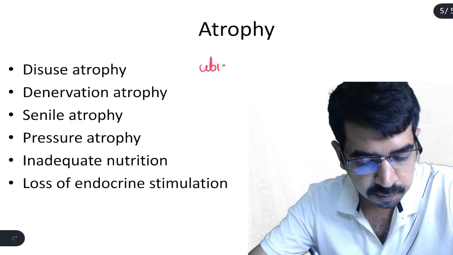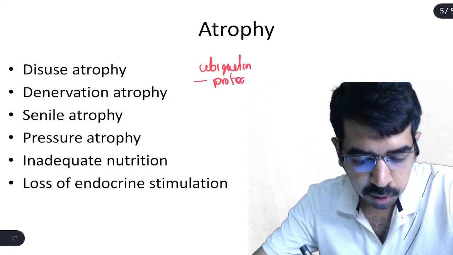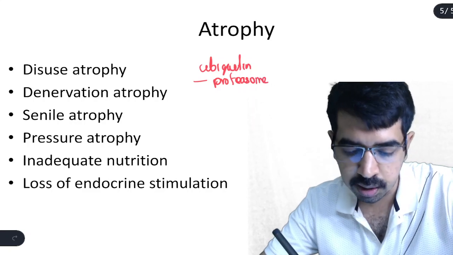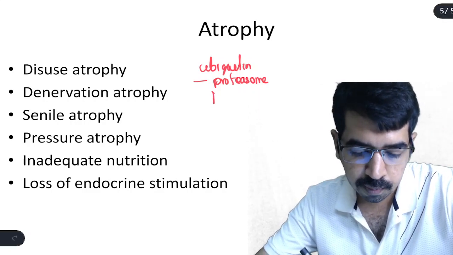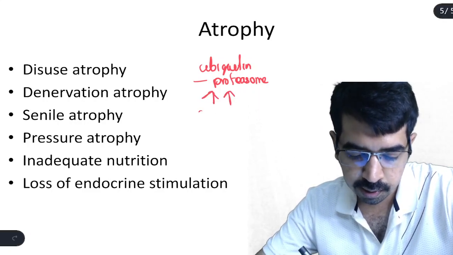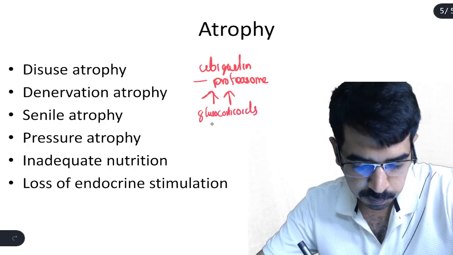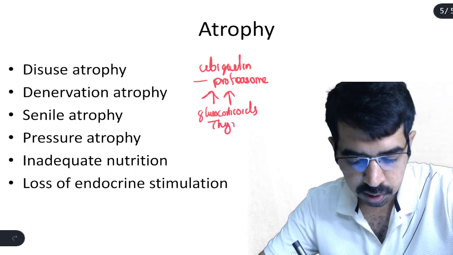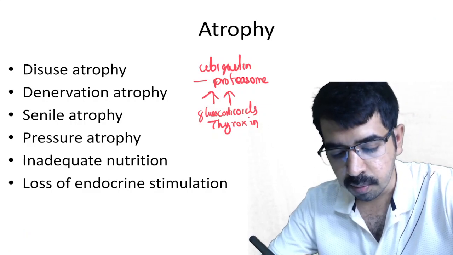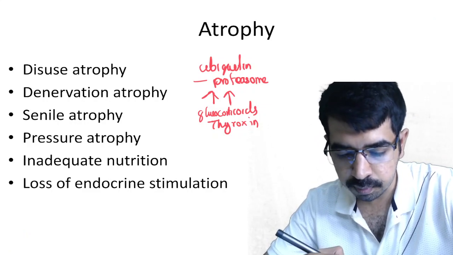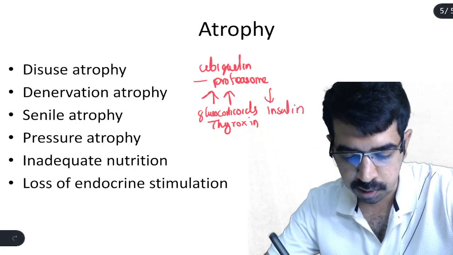So there is a ubiquitin proteasome pathway. The protein to be degraded is first conjugated with ubiquitin and then destroyed in the proteasome. This ubiquitin proteasome pathway is accelerated by glucocorticoids. Then thyroxine: in thyrotoxicosis, there is increased thyroxine and increased degradation by the ubiquitin proteasome pathway. So more wasting will be there. And they are inhibited by insulin. Insulin opposes degradation by the ubiquitin proteasome pathway.